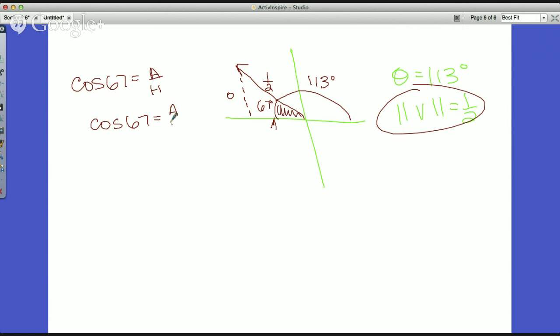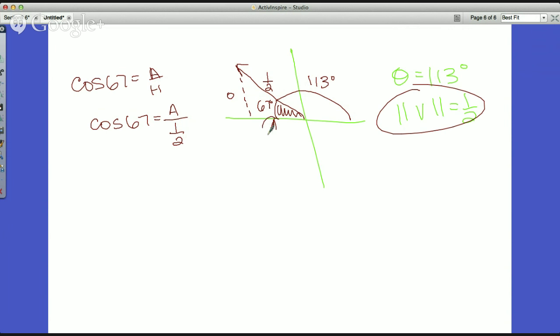Well, we could just say A, right? We don't know what that is. What's the hypotenuse? 1/2. So what would I do to get A by itself? Cosine 67 equals adjacent over hypotenuse, right? Because cosine is adjacent over hypotenuse.